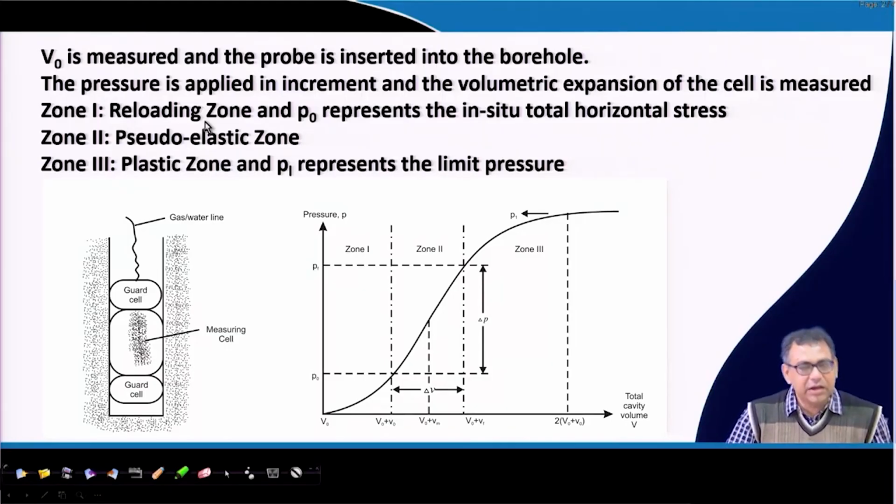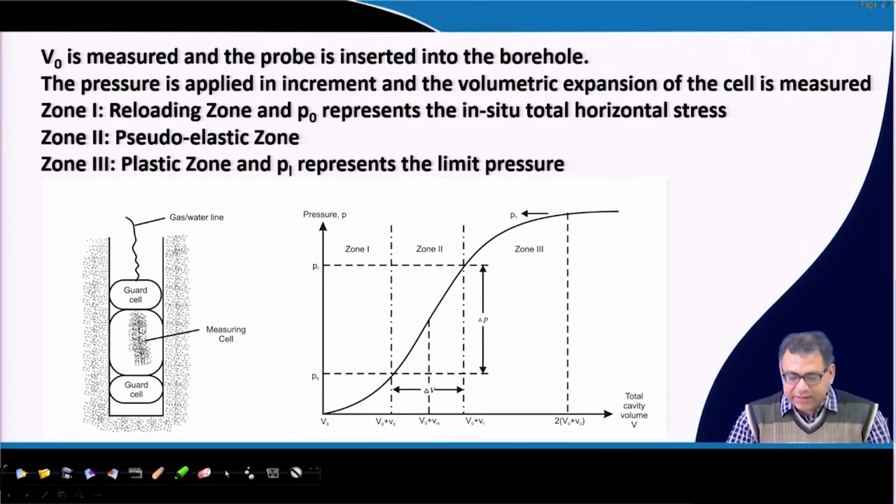So, this is called the reloading zone. Now, the next one is called the pseudo-elastic zone, because here the pressure versus volume change relation is linear. And the third zone is called the plastic zone, and PL represents the limit pressure.